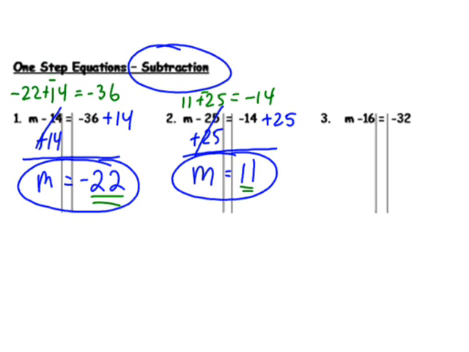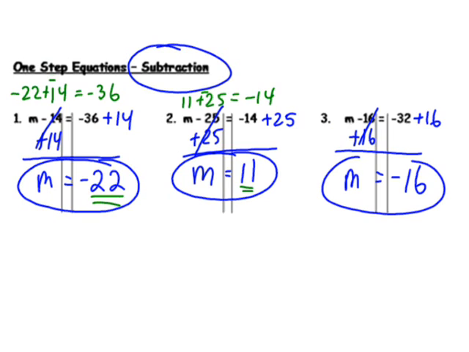In our last example, we'll add 16 to both sides. So m would be a negative 16. And just to double check that, I'm going to substitute negative 16 for m. I'm going to turn this into addition. I'm going to add the opposite. And negative 16 and negative 16 is negative 32.